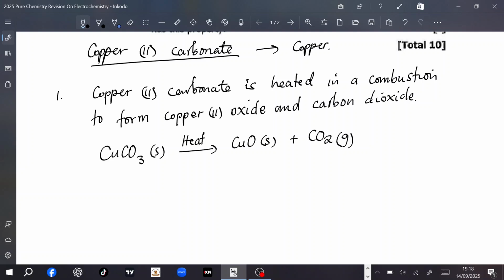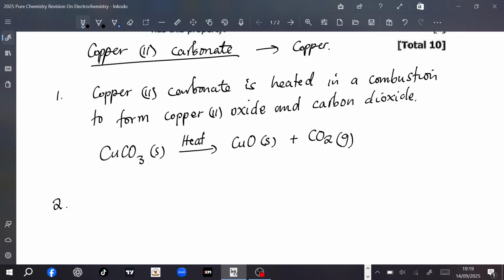Then the next process is that either carbon or hydrogen gas. So here hydrogen gas is passed over copper 2 oxide in a combustion chamber to form copper and water.